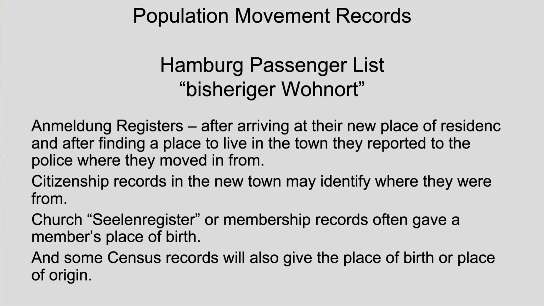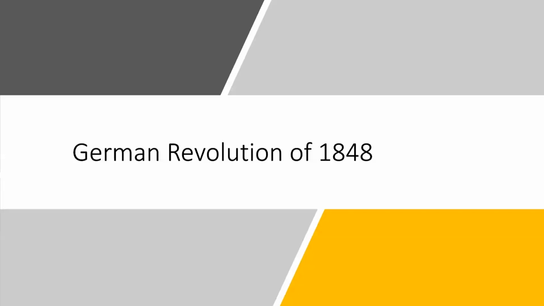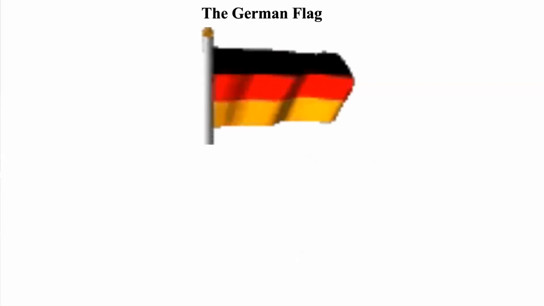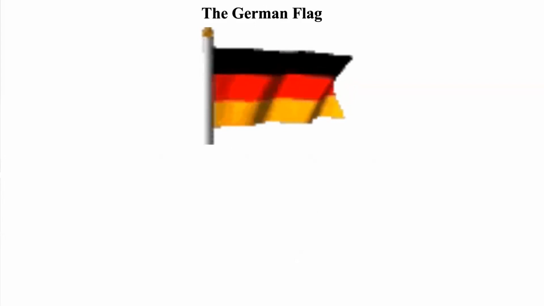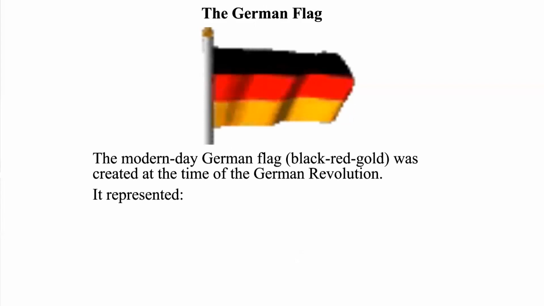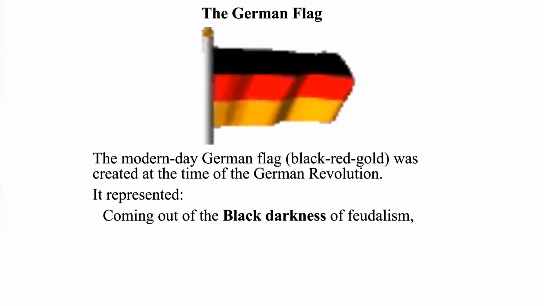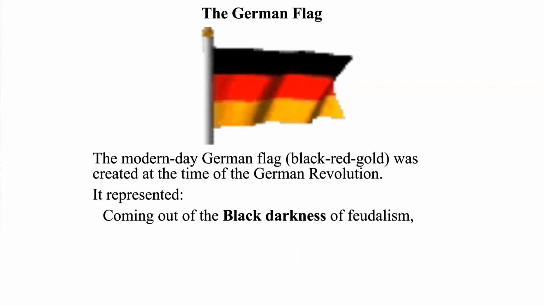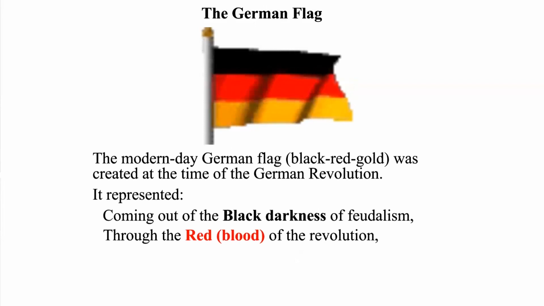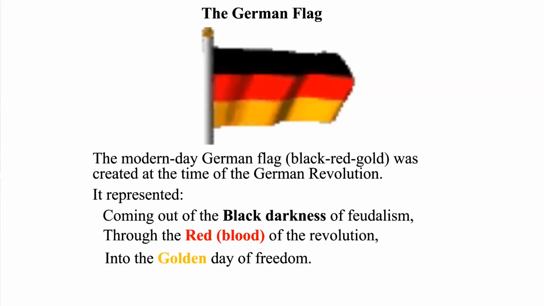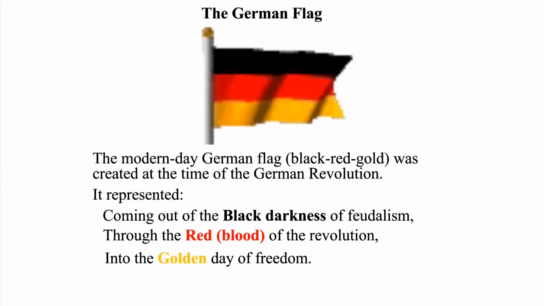And some census records will also give the place of birth or place of origin. German Revolution of 1848. This is the modern day German flag, black, red, and gold, that was created at the time of the German Revolution in 1848. What it represented was coming out of the black darkness of feudalism through the red blood of the German Revolution into the golden day of freedom.